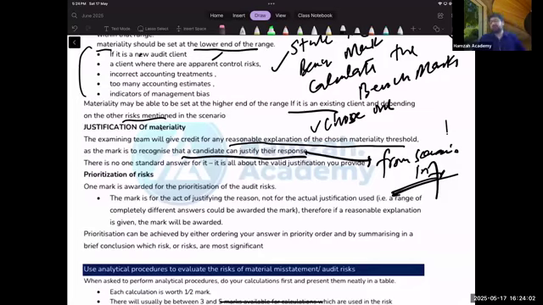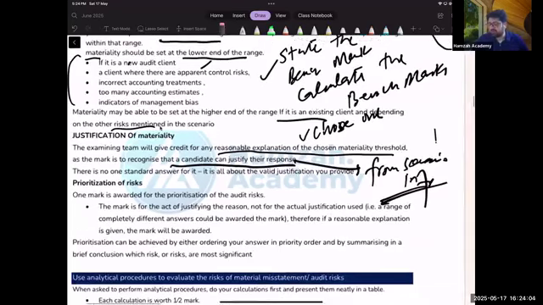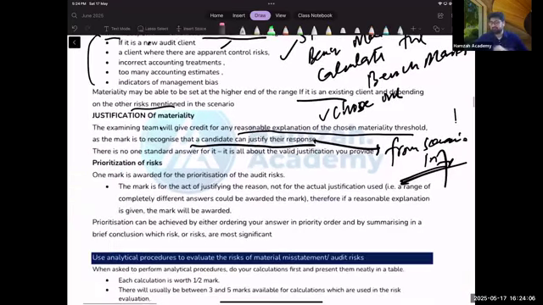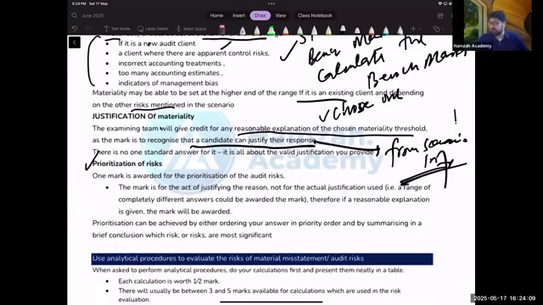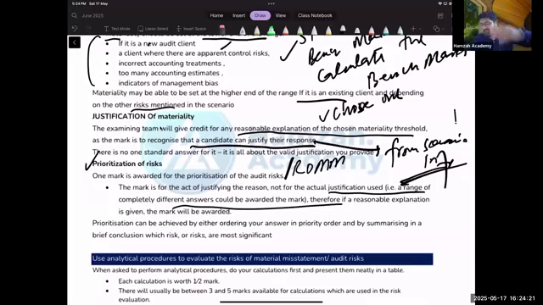Then there is 1 mark available for prioritization of risk, audit risk or risk of material misstatement. This is for justifying the reason. A range of different answers is acceptable. Okay, which risk is higher?